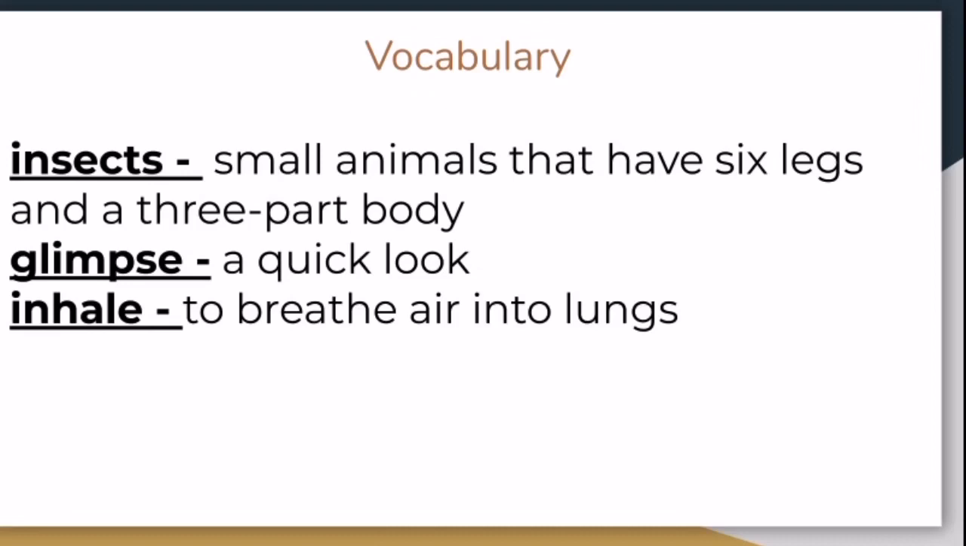Glimpse, a quick look. For example, I only got a glimpse of the baby bird before it flew away. Inhale, to breathe air into lungs. For example, the doctor asked me to inhale slowly while she listened to my chest.